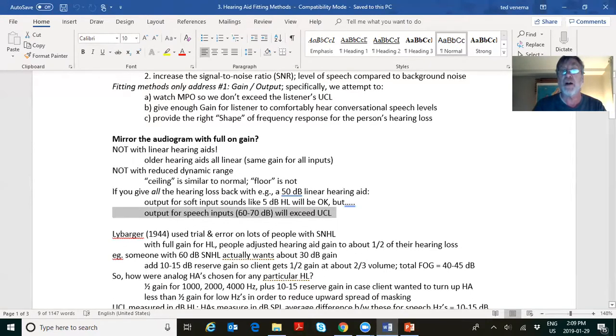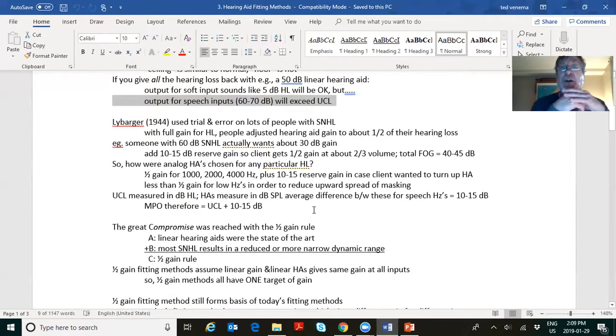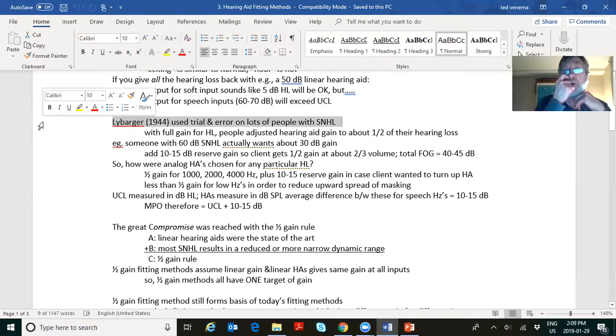So Sam Liebarger, trial and error on lots of people with sensory neural loss. He thought like I would have thought, and I'll imitate this. Well, you got a flat 60 dB loss. I guess I should amplify you by 60 dB. And that was the thought. I mean, that would be my intuition. I want to make your thresholds normal. So if I want to make 60 dB HL thresholds to 0 dB HL thresholds, I'm going to amplify by 60 dB. Make sense? Sure. Okay. So he'd do that or recommend that.